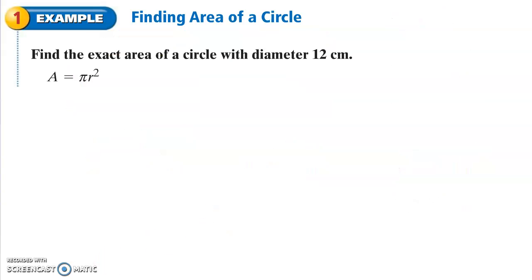Let's go ahead and look at example 1 now. Find the exact area of a circle with a diameter of 12 centimeters squared. Now, a couple of key things. First off, they want the exact area. So what that means is they want you to leave your answer in terms of pi. I'll show you that soon.